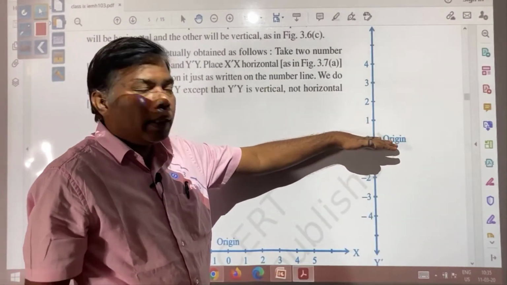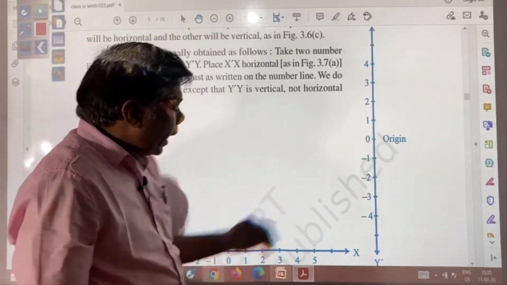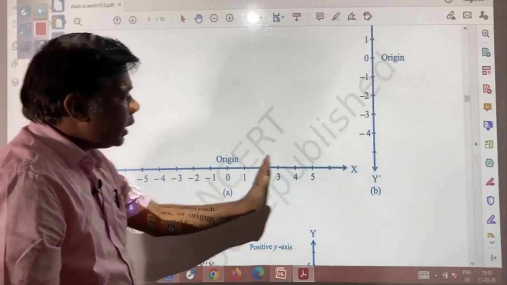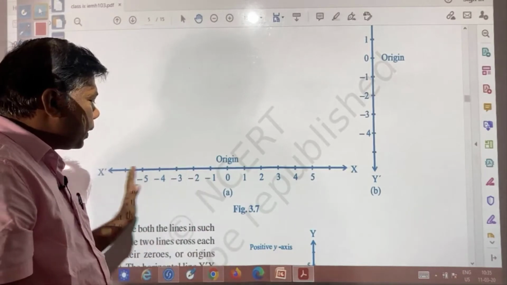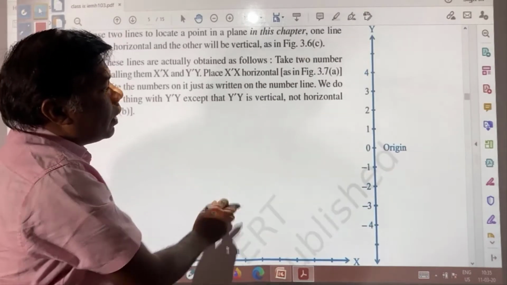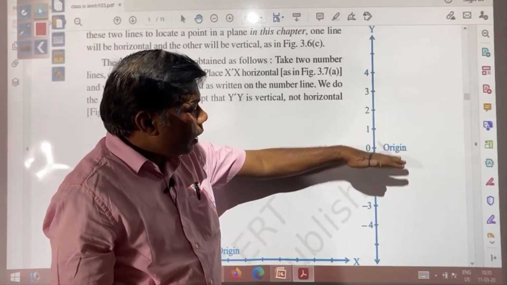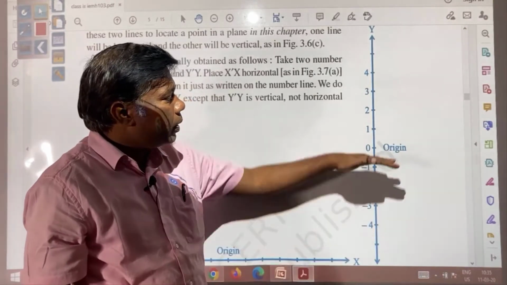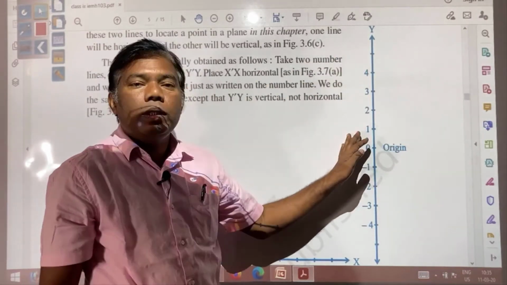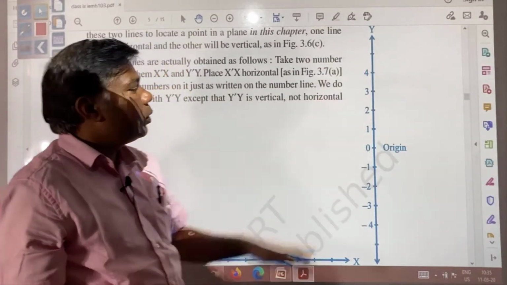One point has been taken as the origin. In the horizontal line, on the right side we take positive numbers, and on the left side we take negative numbers. In the vertical line, below 0 we take negative numbers and above 0 we take positive numbers. That you need to remember.